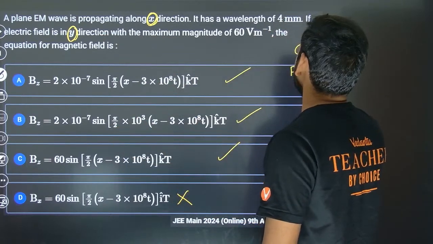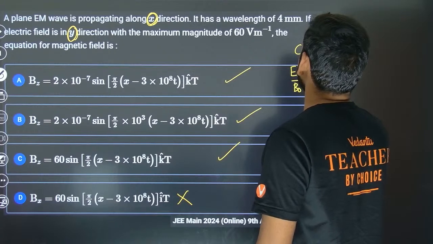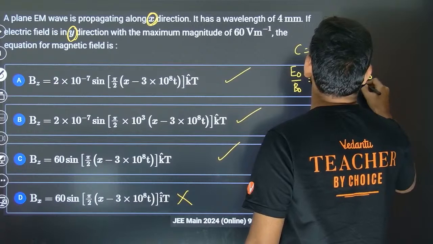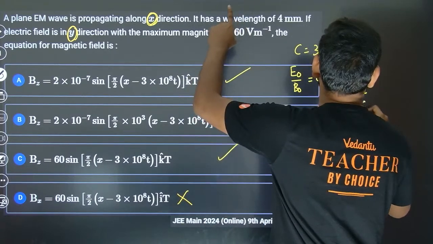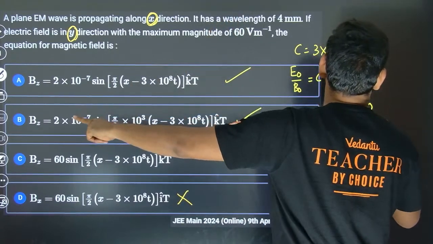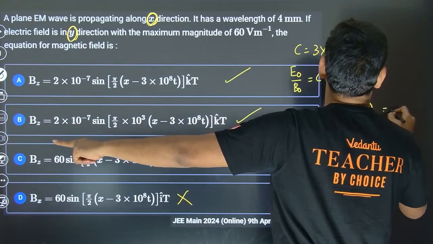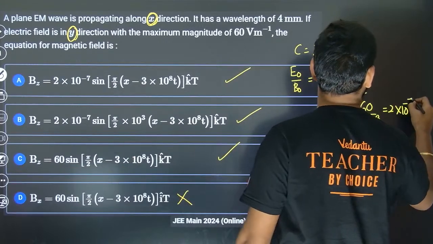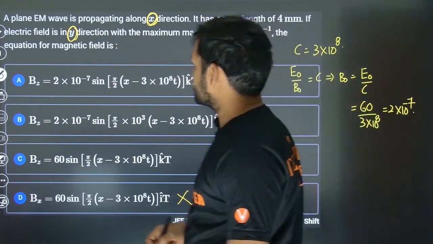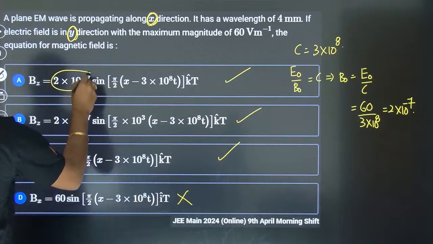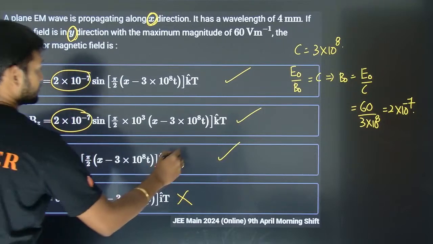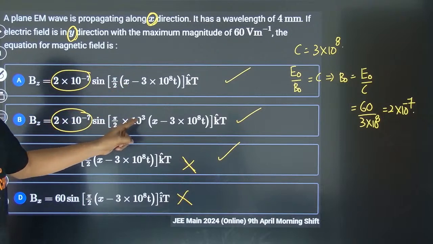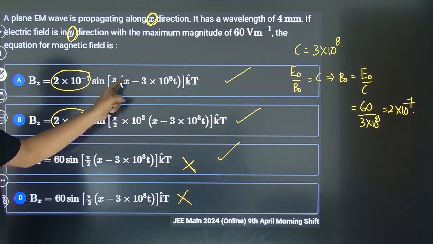Okay, fine. E naught by B naught is going to be what? C. I need B naught. It's going to be E naught by C. What is the E naught value? It is 60 divided by C, which is 3 into 10 to the power 8, which is going to be 2 into 10 to the power minus 7. Which option has 2 into 10 to the power minus 7? This option and this option. So this is also kicked out now. Now we have to check which one is going to be suitable.